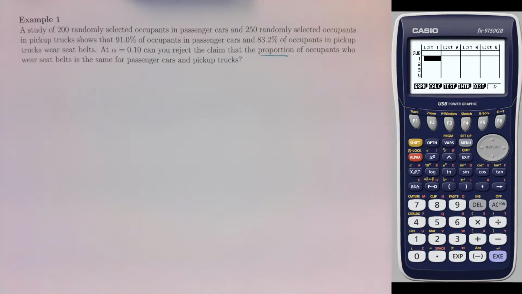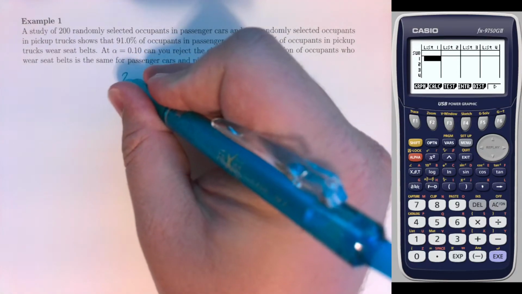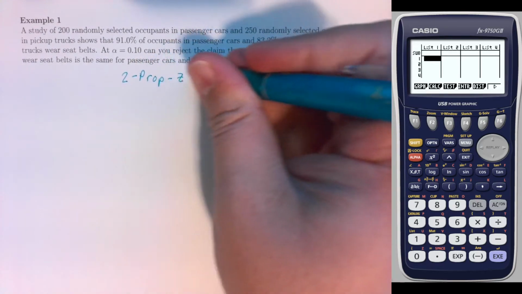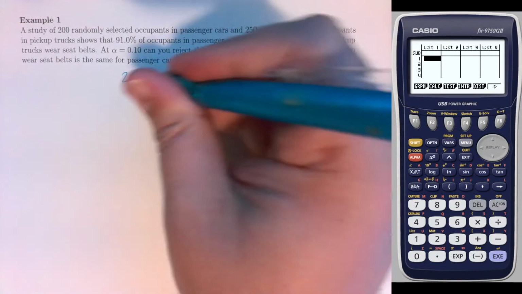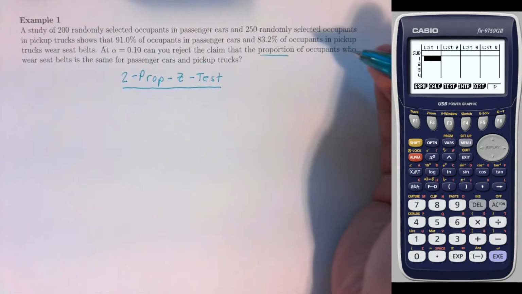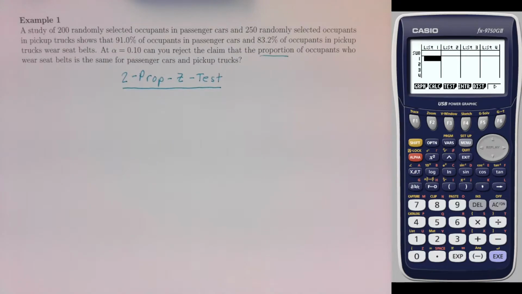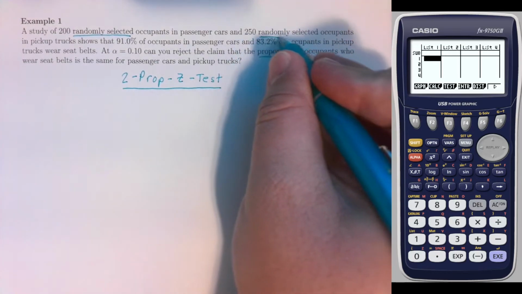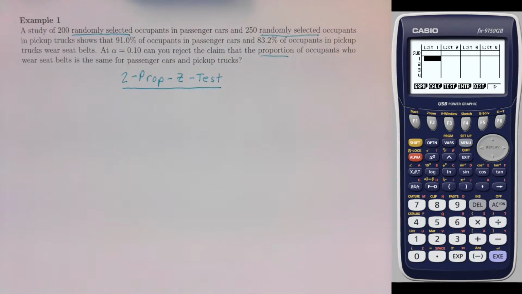So since this is talking about a proportion and we have two samples, this will be a two-prop z-test. For a two-prop z-test, both samples need to be randomly selected. They need to be independent, so assuming that a person either drives a passenger car or a pickup truck and not both, we can assume independence for this one.